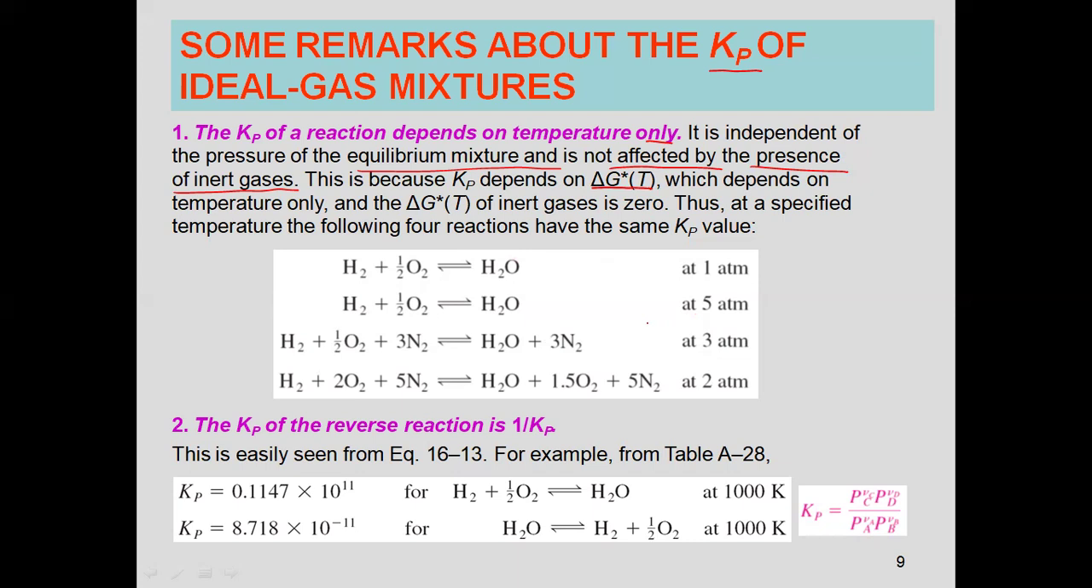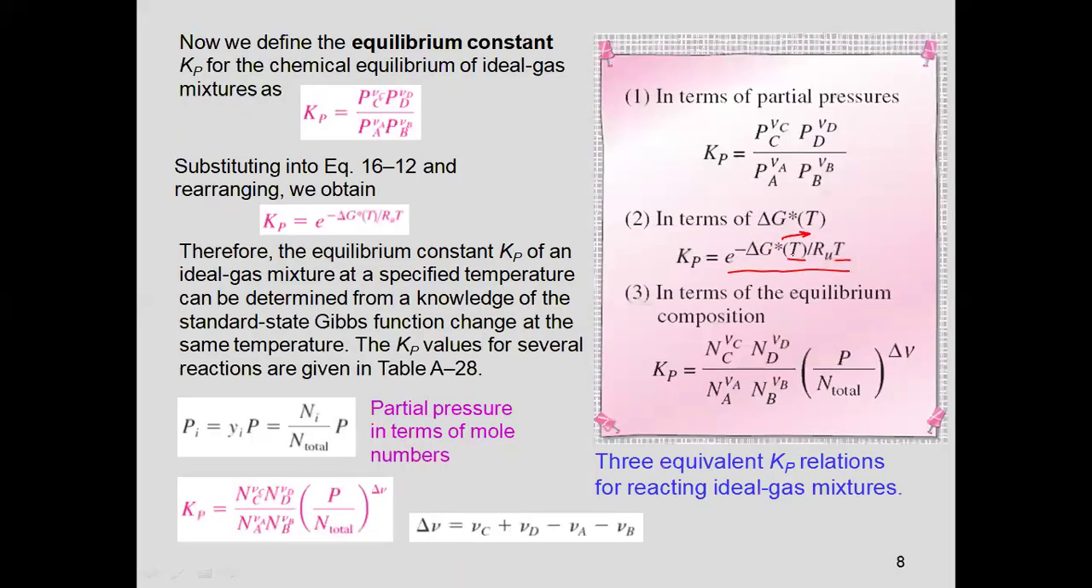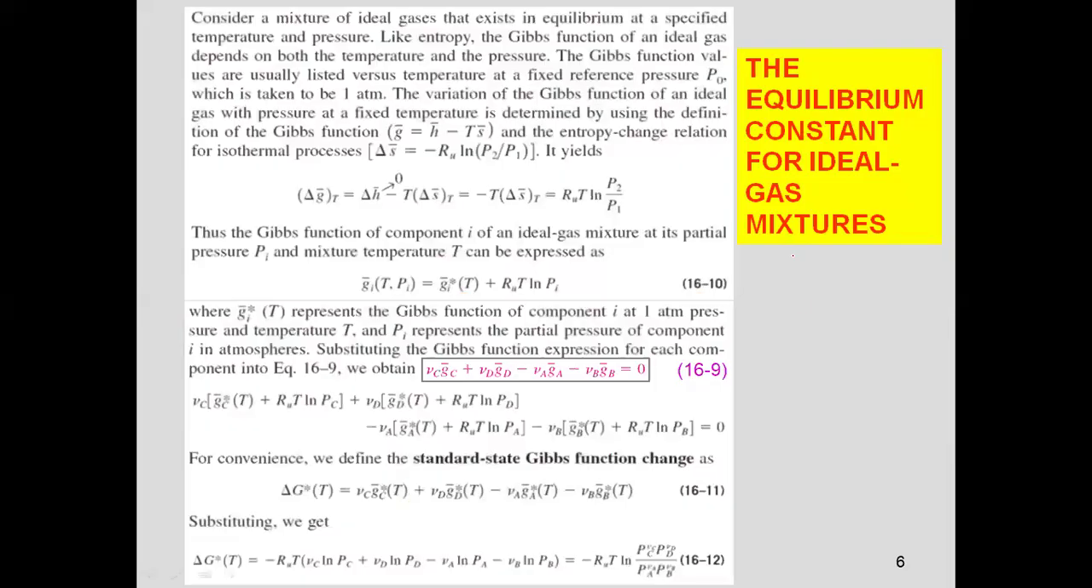Now if there is an inert gas, the inert gas will not take part in the reaction. Therefore, whatever the change from the start to the end, there will not be any change. There will be a Gibbs function for that, but the change of that value will be 0. And also, what is the contribution of delta G? You can see that the contribution of delta G is here.